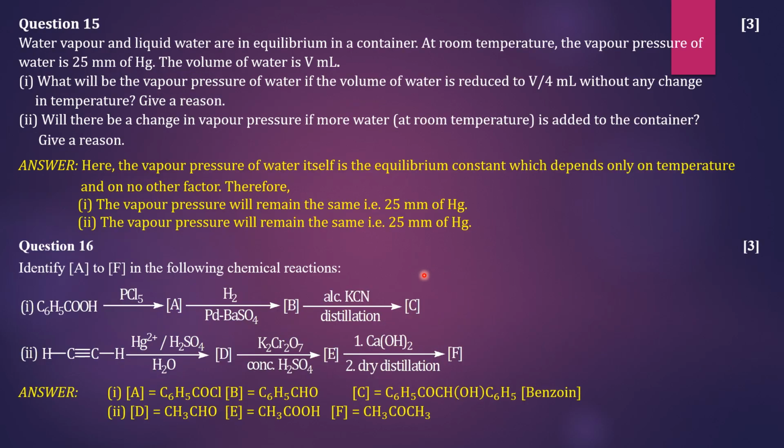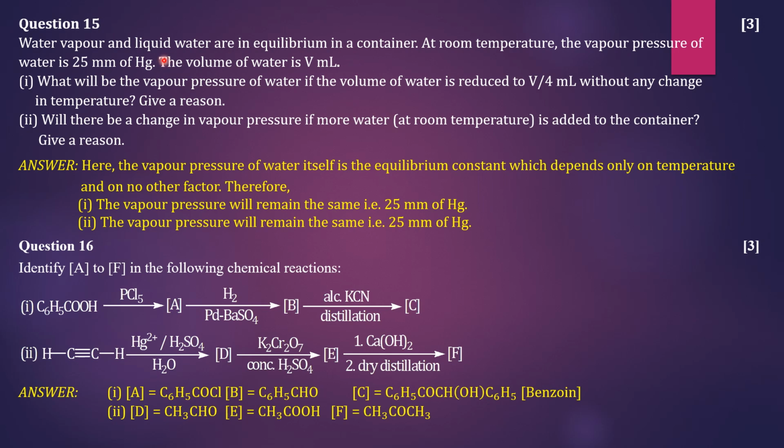Next question. Question number 15 in the specimen paper. This question is actually related to the chapter equilibrium from class 11. We will apply Le Chatelier's principle here. Because if you take the equilibrium of liquid water and water vapor, then what will be the equilibrium constant? It will be pressure of water vapor by concentration of liquid water, and liquid water being a pure liquid, it will be considered as 1.